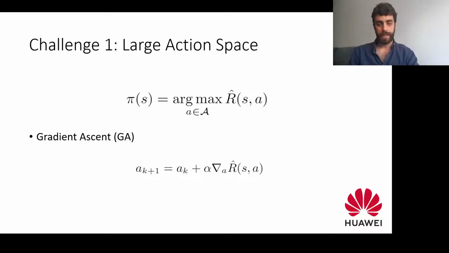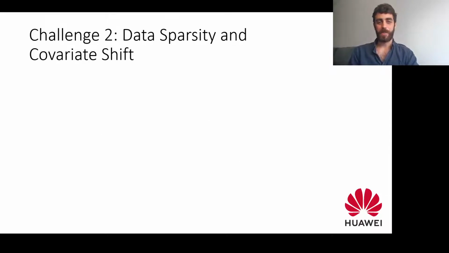However, if we just did that, we might run into trouble because the reward model might be biased, which leads us to the second challenge, and this is data sparsity and covariate shift.